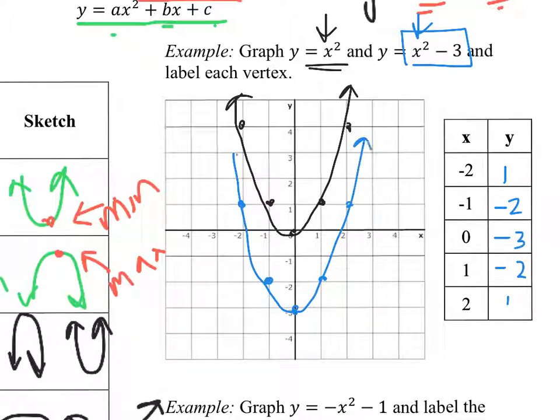Now the last thing I have to do is label each vertex. So vertex is an ordered pair. So this ordered pair is 0, 0, and this ordered pair is 0, -3. And you can kind of see that this function has just been shifted down 3 units.